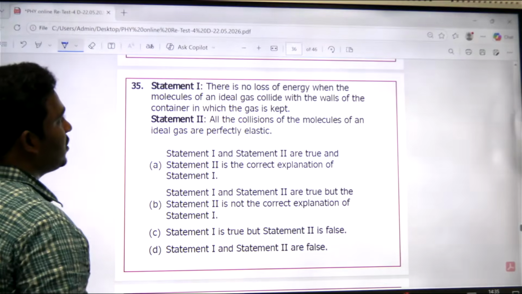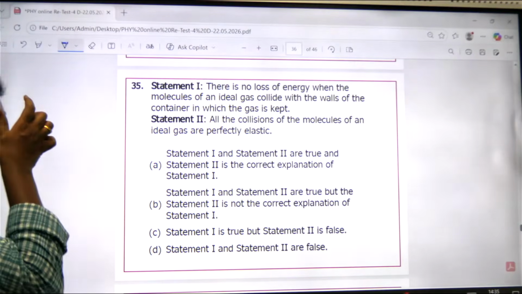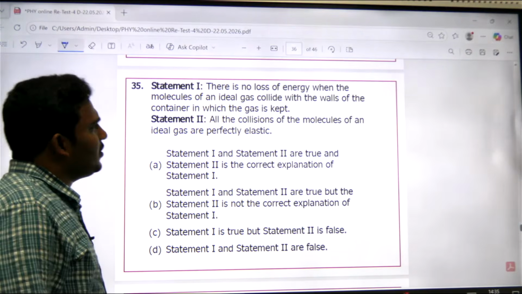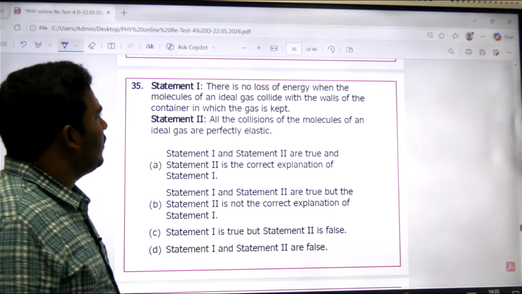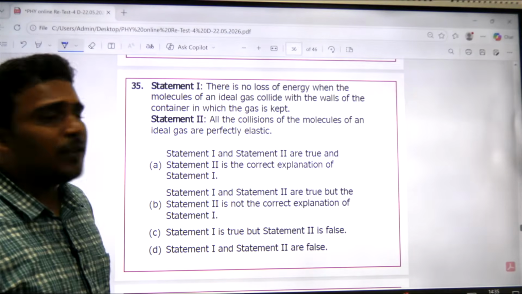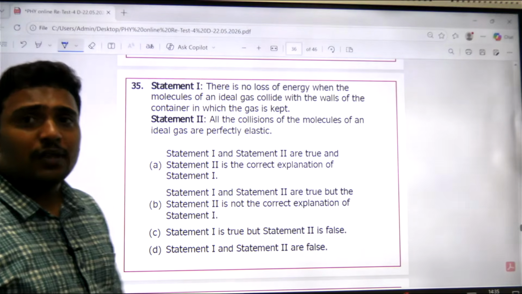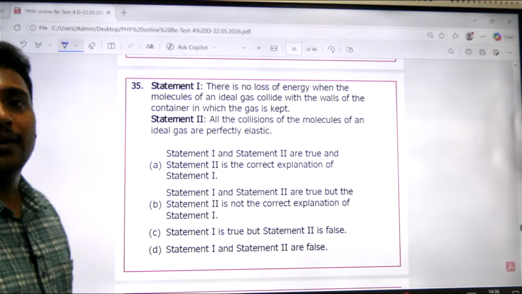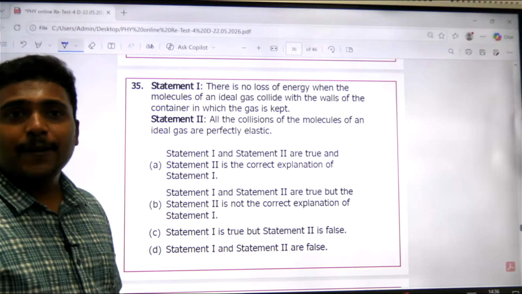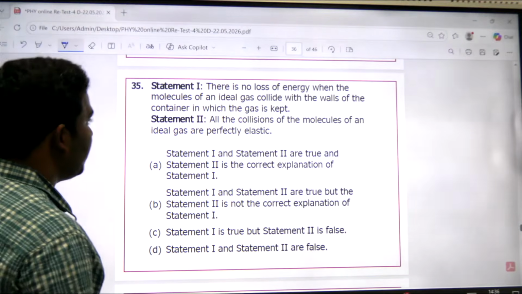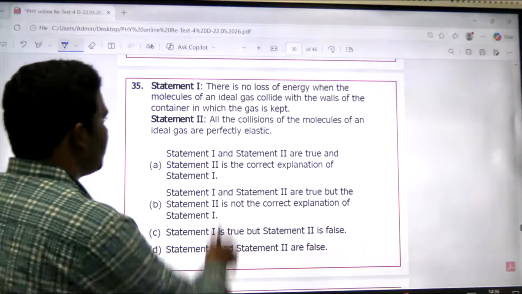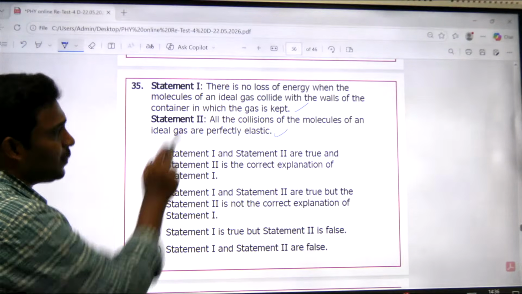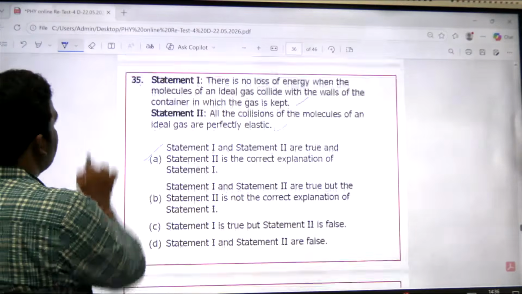There is no loss of energy when the molecules of an ideal gas collide with the walls of the container in which the gas is kept. Yes, because the collisions are ideal. Among the assumptions of the ideal gas in the kinetic theory of gases, the primary assumption is that all the collisions which are happening must be elastic in nature. So can I simply say that? Okay, fine. Statements one and two are both right, and they explain it correctly. So it's option A.